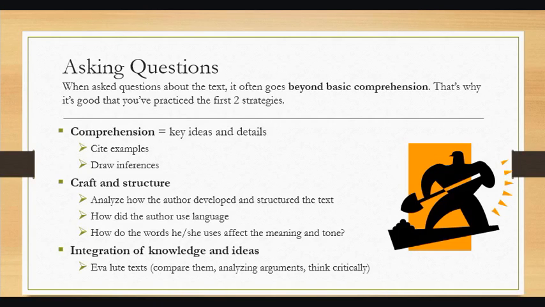Level 2 is called craft and structure. And I know at this time, these words probably don't mean much to you, but they will very shortly, guys. Craft and structure is analyzing how an author developed and structured a text. We talked a little bit about that in the first 2 lessons on these strategies. How did the author use language? And how do the words he or she uses affect the meaning and tone? So we're going to dig deep.